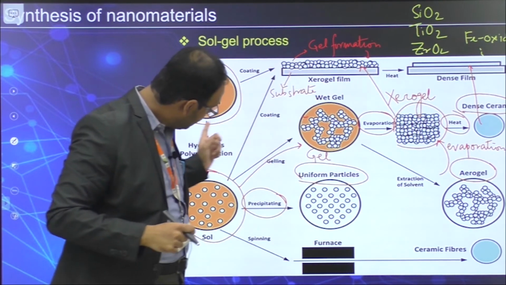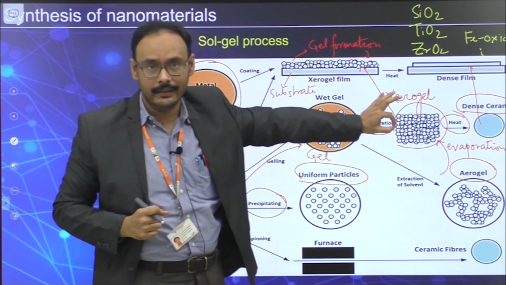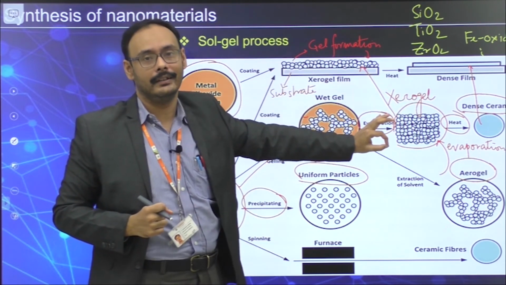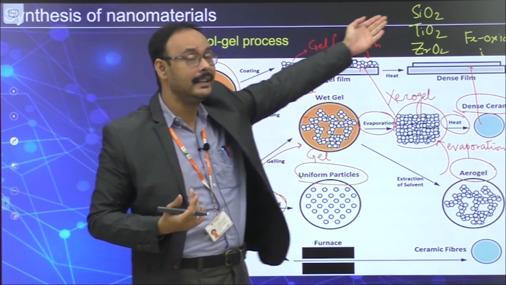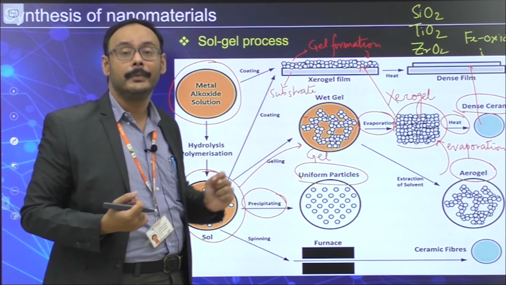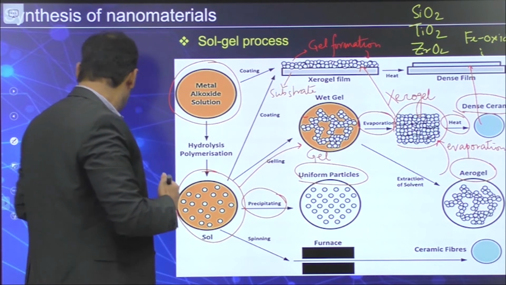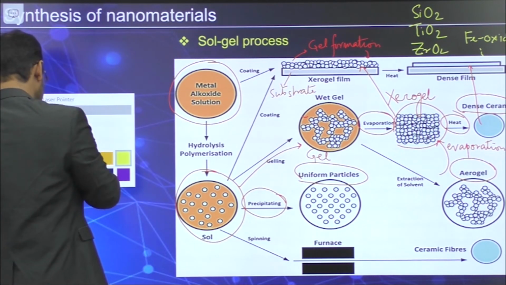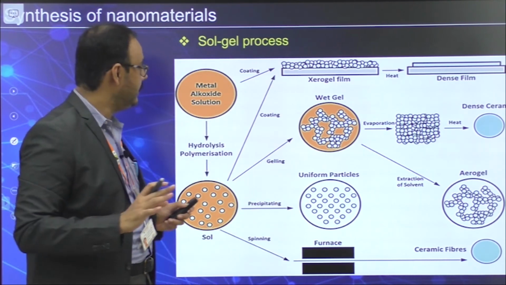But remember, this is a procedure by which you can make every one of them at the nanoscale. That is very important. If you don't understand that part, then it's not clear, because normal silica you can find in sand, but those are not at the nanoscale. This is the procedure by which you can make them at the nanoscale. Okay. So I hope it is clear now what sol gel means.